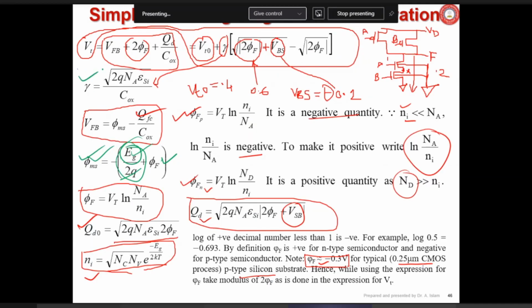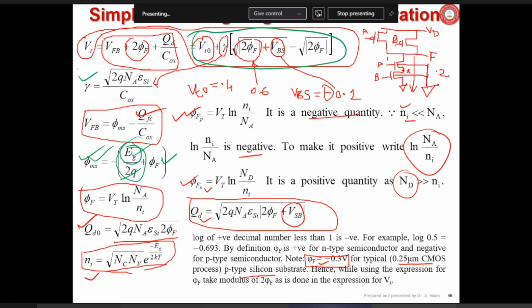Okay. Now we want to use this equation, this right side part. I mean, Vt equals Vt0 plus gamma within brackets, square root of mod of twice phi minus VBS, or plus VSB, minus square root of mod of twice phi. Okay. So let us see the application of this equation.